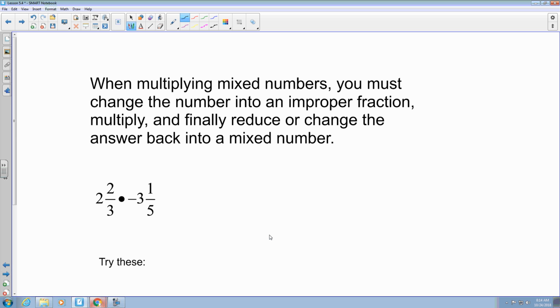Okay, so basically this is just telling you what we just did. Anytime we're multiplying mixed numbers, you must change the numbers into improper fractions, and then finally reduce or change the answer back to a mixed number when necessary.